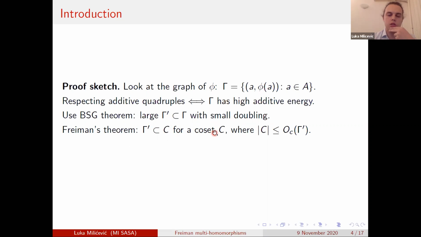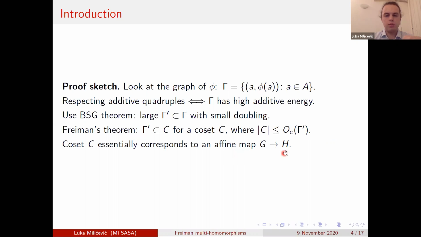And then we just need to see what coset C means in this new scenario where we actually look at the graph of gamma. So if we return now to our original viewpoint, where we actually looked at maps from G to H, it turns out that cosets on the graph viewpoint correspond to affine maps in the initial viewpoint. So I'm saying here essentially that C corresponds to an affine map, because there is an issue that the projection from C onto the first coordinate might not be injective, but that's a minor point. Anyway, I was deliberately quick here and maybe skipping some details.